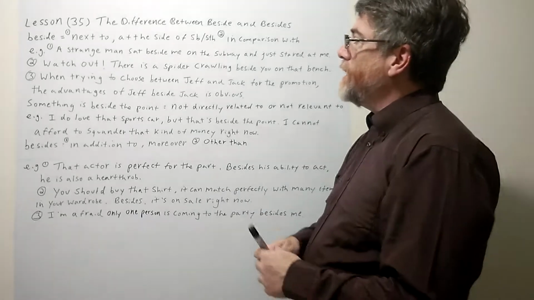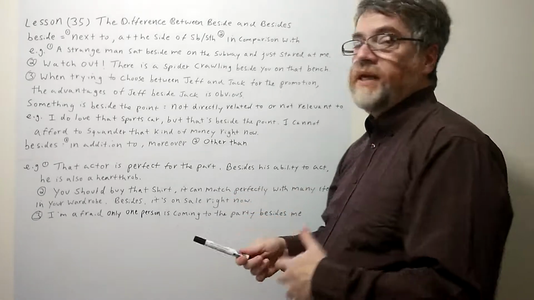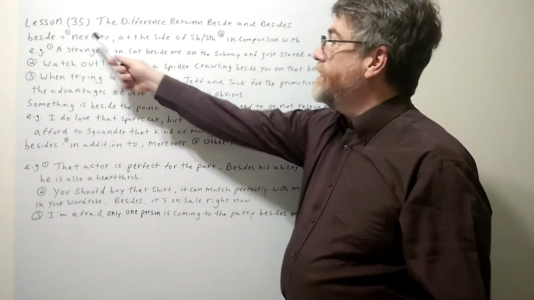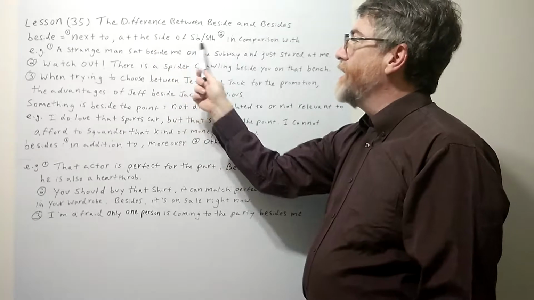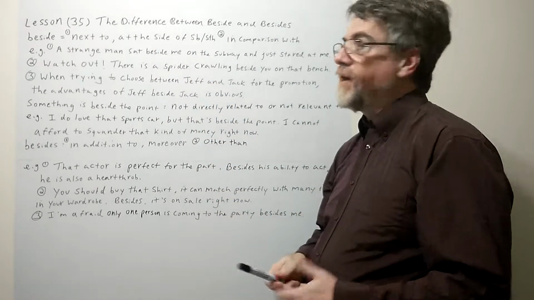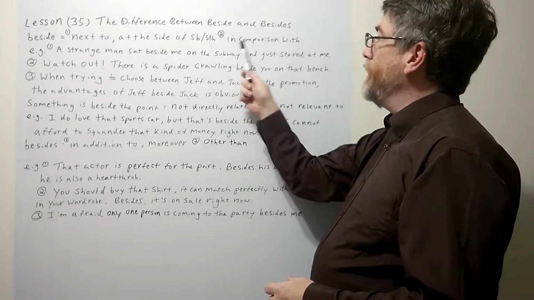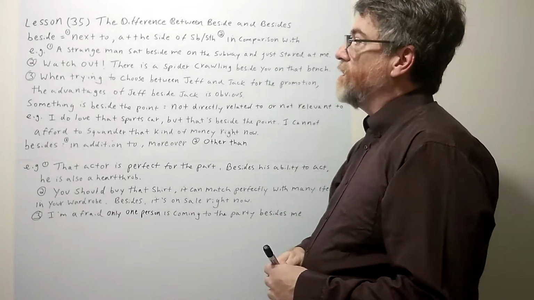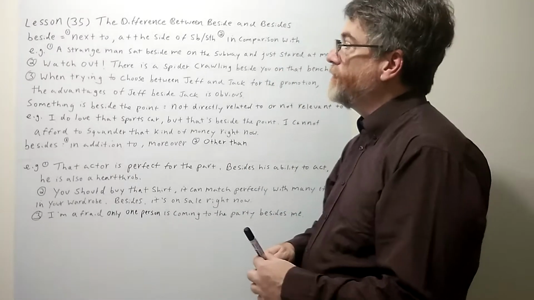All right, beside. Both of these could have several meanings and several uses. One of the most common meanings of beside is next to, or at the side of somebody or something. It could also mean in comparison with, when you're comparing two things. So let's take a look at the first example.